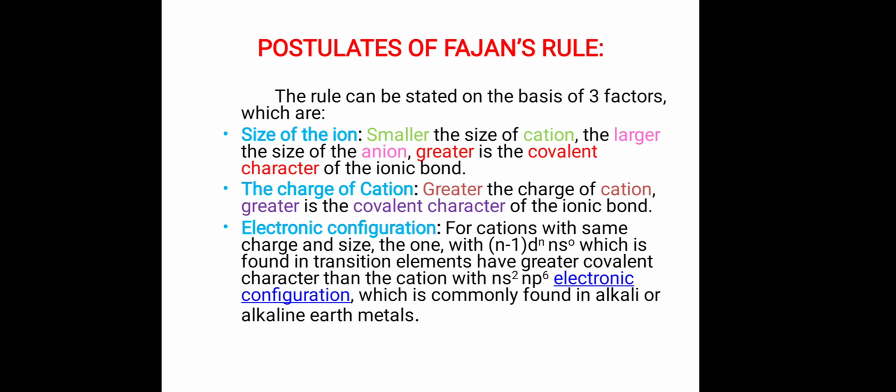The second rule is that a large negative ion favors covalency. Large ions are highly polarizable, that is, easily distorted by the positive ion. So if you take the halogens fluorine, chlorine, bromine, iodine, I minus is more covalent because the second rule states that a large negative ion favors covalency.